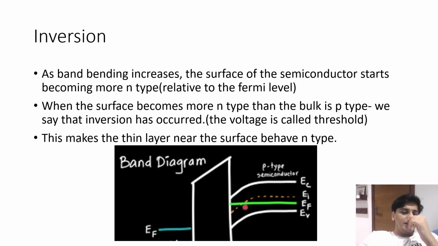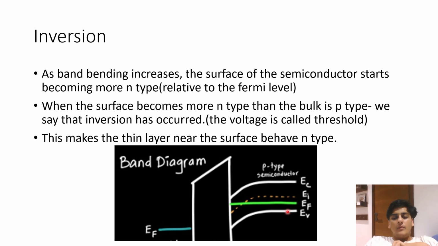So essentially, the more and more band bending you have, the stronger the voltage you apply, the surface of the semiconductor starts to become more N type when you view it relative to the Fermi level. So we know that when the Fermi level is close to the conduction band, that is more N type, and when it's close to the valence band, it's more P type.